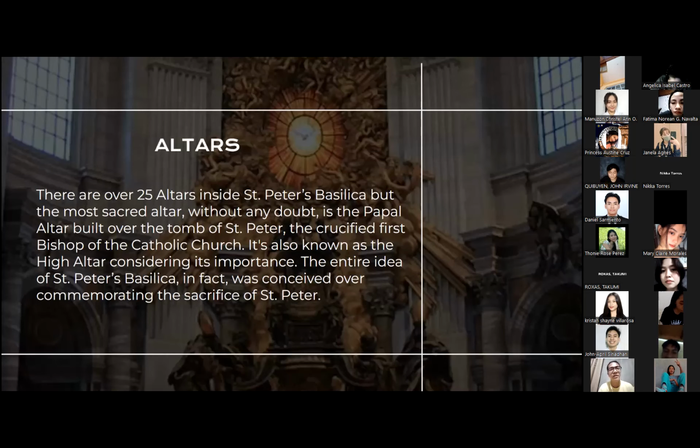Altars. St. Peter's Basilica has 25 altars, but the most sacred was the papal altar, tulad po ng nasabi kanina. Kaya siya naging most sacred dahil it was built over the tomb of St. Peter. It is designed by master Italian artist Gian Lorenzo Bernini, described as the lead sculptor of his age. Bernini was entrusted with sculpting the St. Peter's altar by Pope Julius II. Next slide po. Thank you.